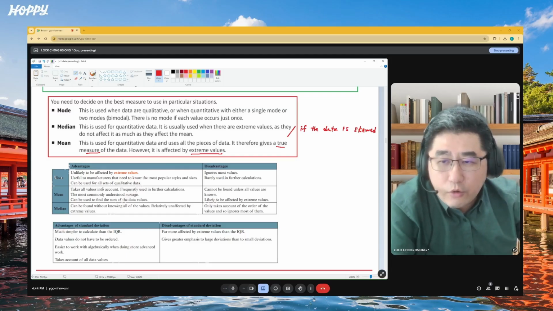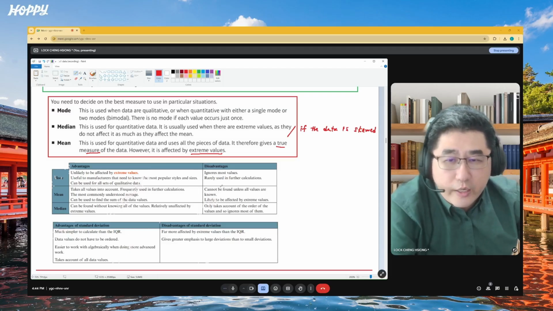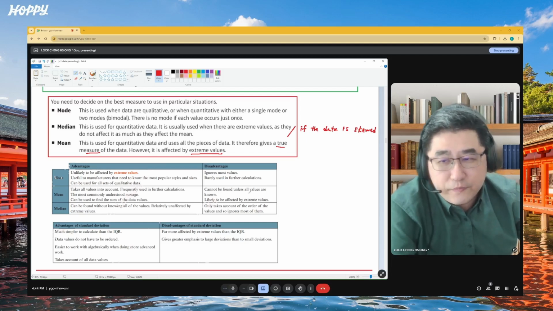Mean: takes all values into account, frequently used in further calculation. The most commonly understood average, can be used to find the sum of the data values. Okay, this one everybody knows. Disadvantage: cannot be found unless all the values are known, and is likely to be affected by extreme values. So if you have no idea of all the values, we're just making assumptions.